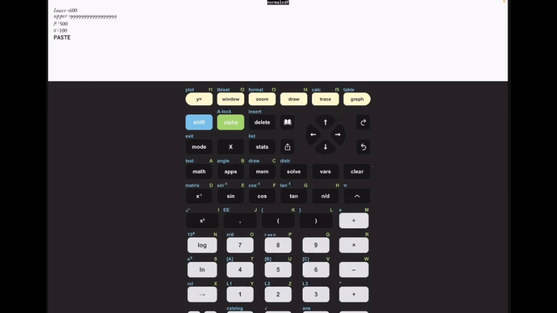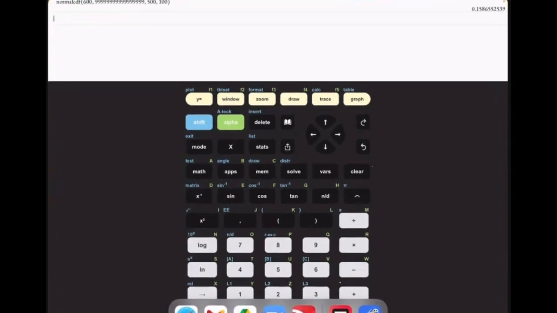Then I hit enter. I paste it, and this is how it looks when I type it in. If you're using a regular calculator, when you have to type it in, it'll look like 600, 999, comma 500, comma 100. And I get 15.9%, which is about 16%. Both answers would be okay. If you wrote about 16%, full credit. About 15.9%, full credit.